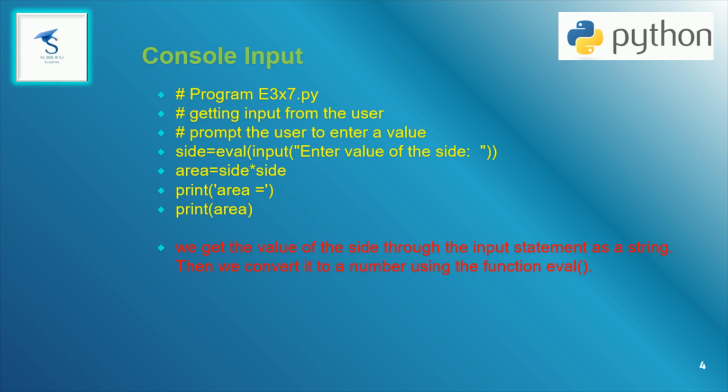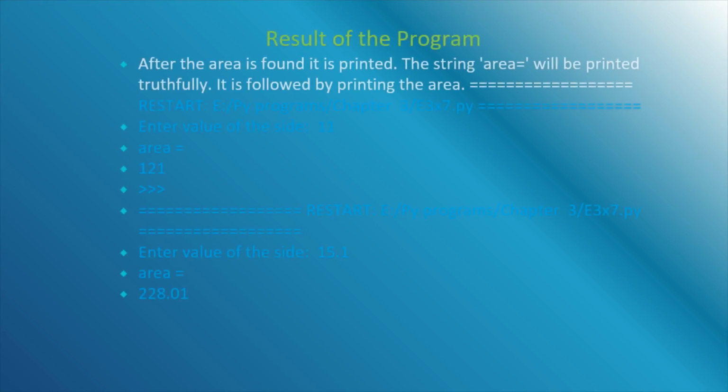In the next line we calculate area as square of side. Then in the next line we print string area equals. Finally we print area. The program was executed twice, once with the side as an integer, and then with the side as a real number. Look at the result of the program.